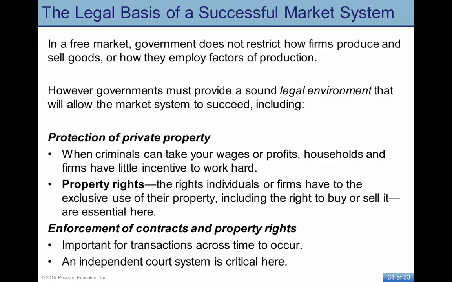The legal basis of a successful market system. In a free market, government does not restrict how firms produce and sell goods and how they employ factors of production. However, governments must provide a sound legal environment that will allow the market system to succeed, including protection of private property. See, this is the beauty of the US economy, that here we have property rights.